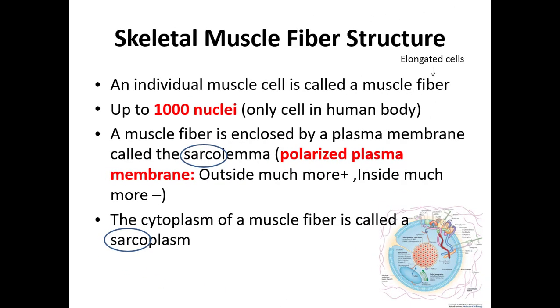An individual muscle cell is called a muscle fiber because it is a highly elongated cell. Fibers are characterized by the presence of numerous nuclei, up to 1,000, located at the periphery of the cell. A muscle fiber is enclosed by a plasma membrane called the sarcolemma. It is a polarized plasma membrane: outside much more positive, inside much more negative.